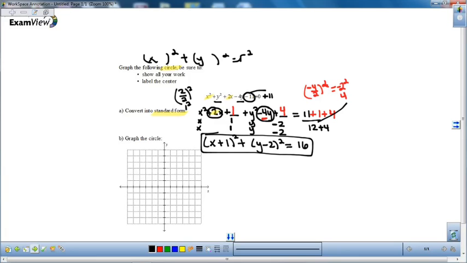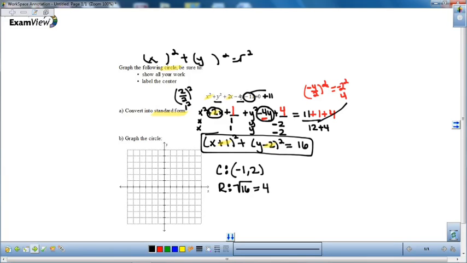So the second part is asking me to graph it. So in order to graph it, I need to find my center. Remember, we changed the sign since they're in parentheses squared. And my radius is going to be the square root of 16, which is 4.